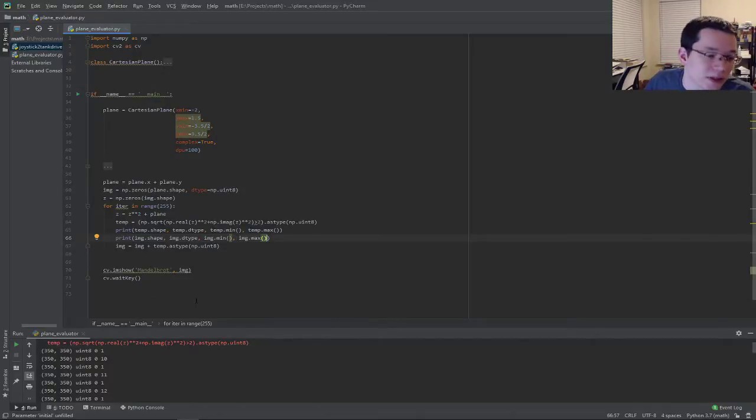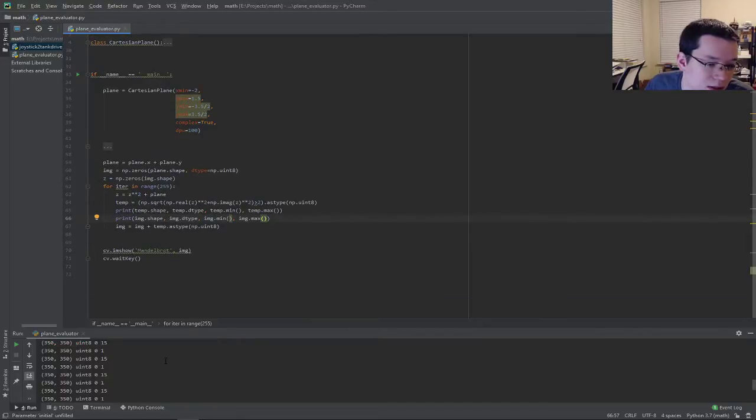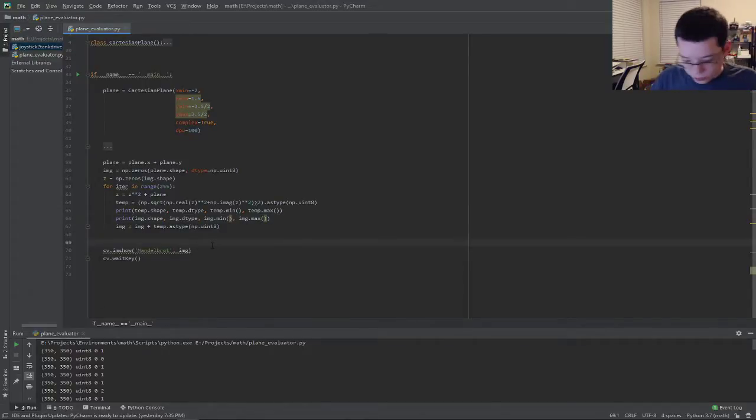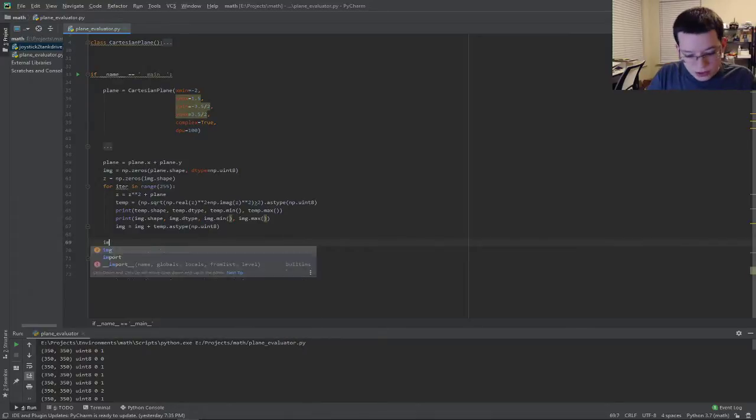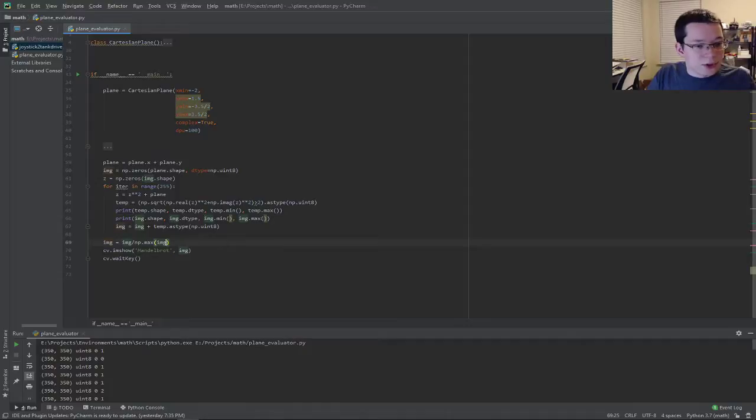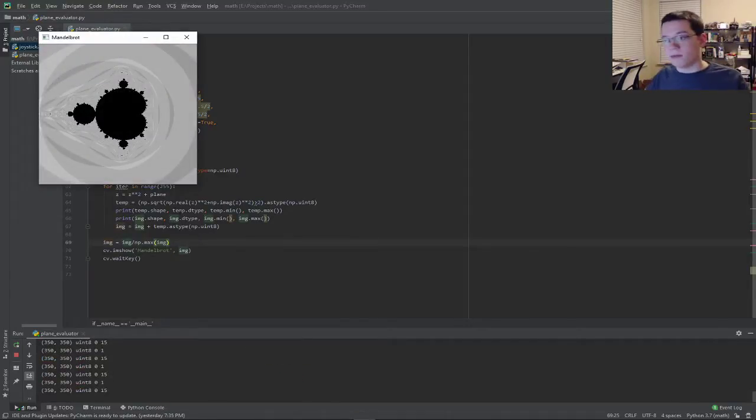So I think what's happening here is we might need to add some protection. Well, first, let's do image equals image divided by np.max image, just so that we can see a pretty picture. And voila! Can you see that? Is that showing up for you? Yes, it is. Very good. We have a Mandelbrot fractal.